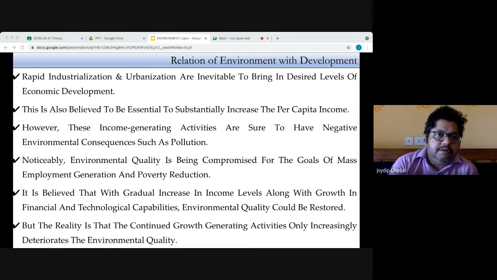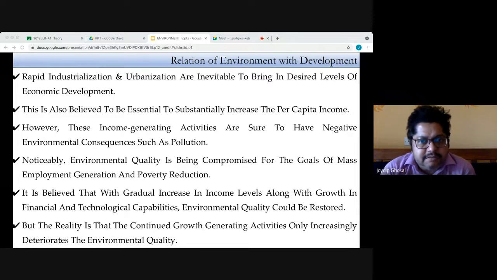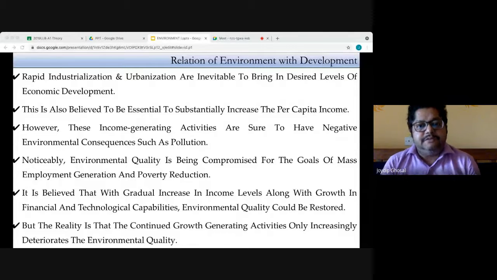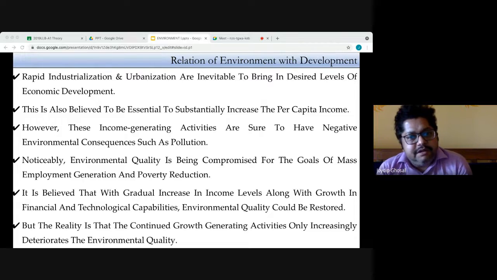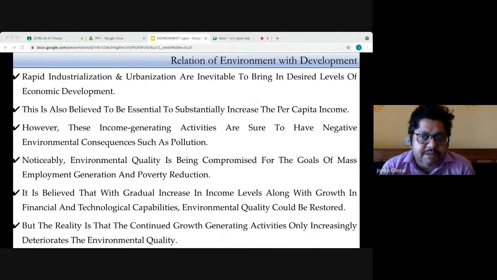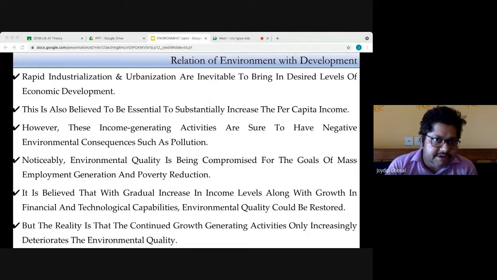Rapid industrialization and urbanization are inevitable to bring in desired levels of economic development. This is also believed to be essential to substantially increase per capita income. However, the income generating activities are sure to have negative environmental consequences such as pollution. And noticeably, environmental quality is being compromised for the goals of mass employment generation and poverty reduction.